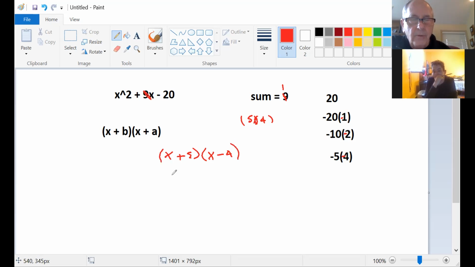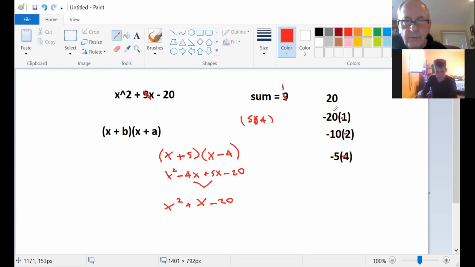Do the FOIL method of this just to prove it. It's going to be x squared, minus 4x is going to be another term, plus 5x, and minus 20. So I know this one works. Anyway, that's how you do this.